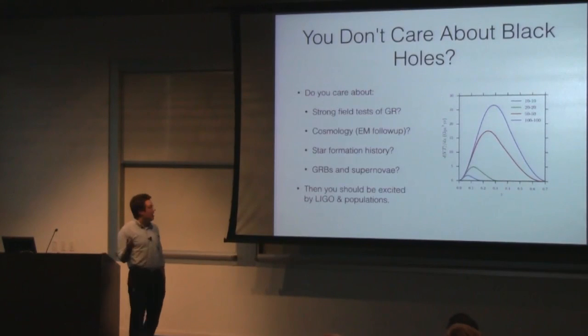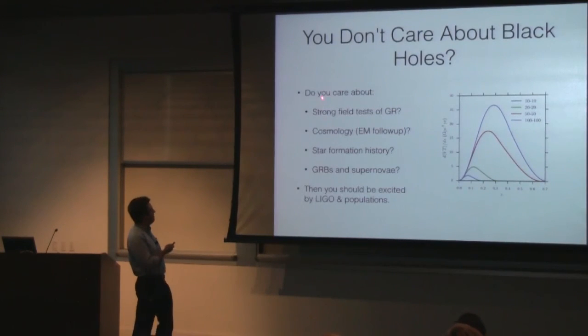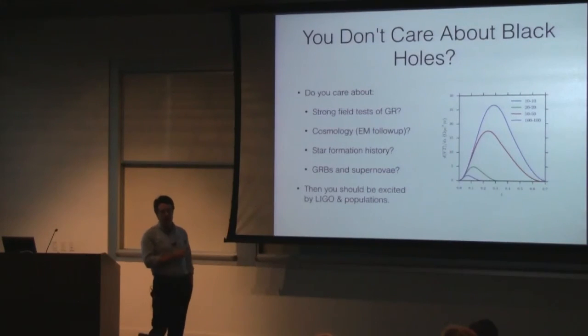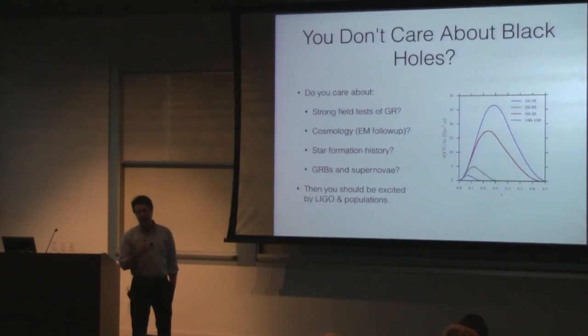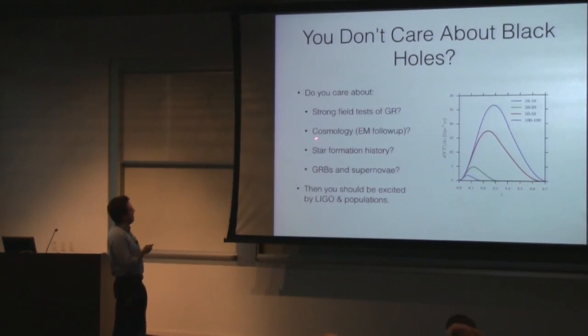I'm probably preaching to the choir, but you still should be excited about LIGO if you care about strong field tests of GR. That's another population thing. It's very unlikely that we're going to have a smoking gun GR violation. We're going to build it up over many measurements that look a little bit hinky each one, gradually accumulating evidence.